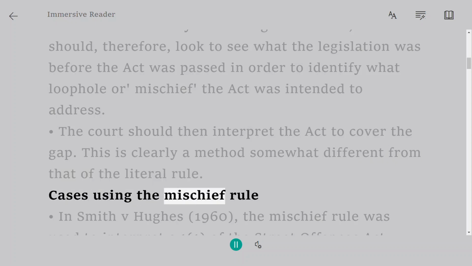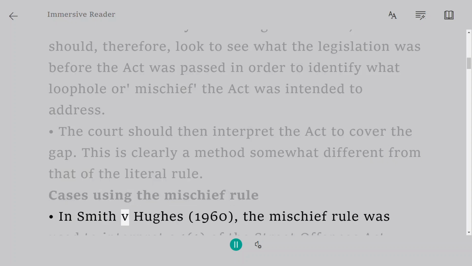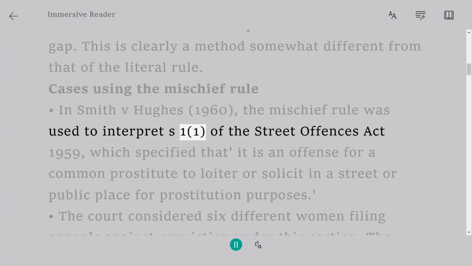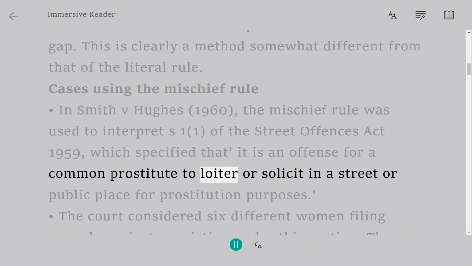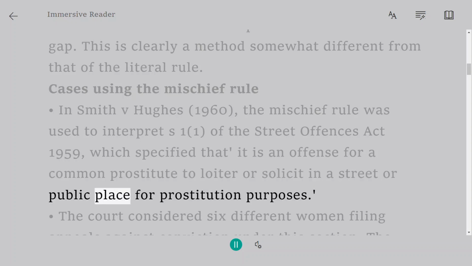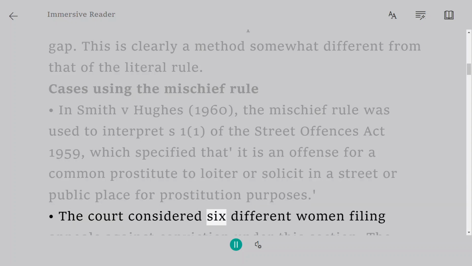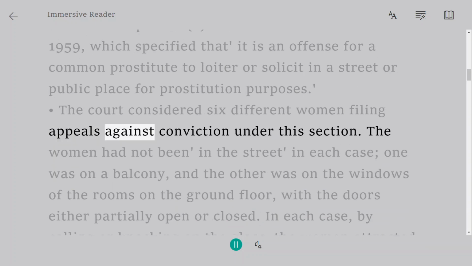Cases using the Mischief Rule. In Smith v. Hughes, 1960, the Mischief Rule was used to interpret S1(1) of the Street Offences Act 1959, which specified that it is an offense for a common prostitute to loiter or solicit in a street or public place for prostitution purposes. The court considered 6 different women filing appeals against conviction under this section.